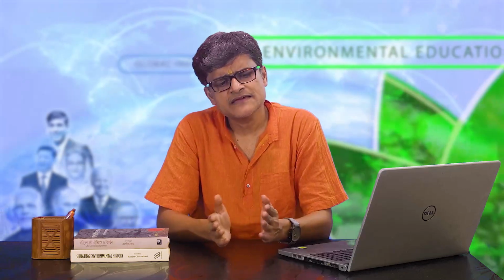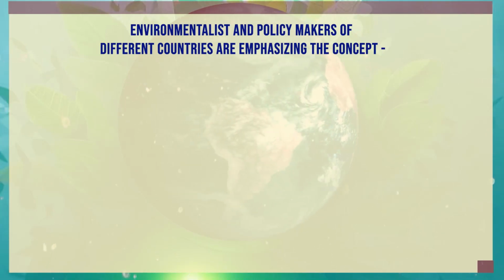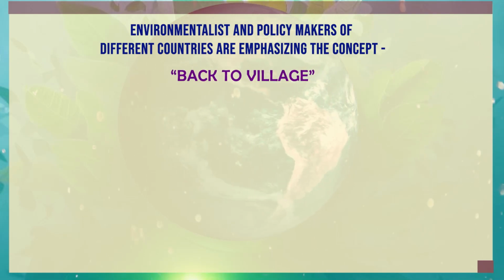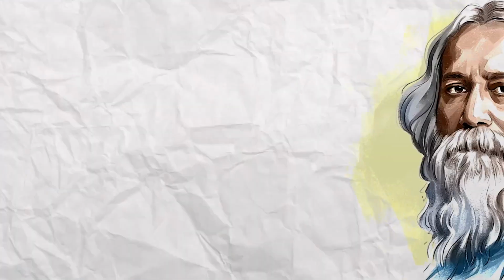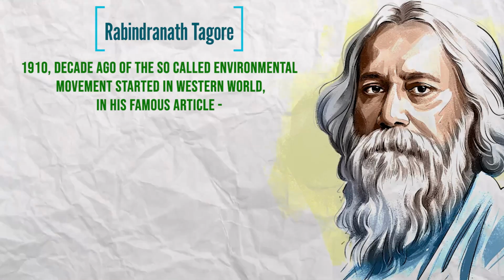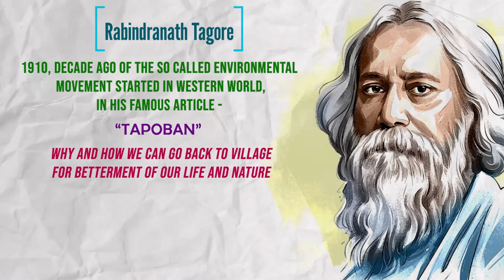From the above discussion, we may say the so-called Western environmentalist theory, or the Western environmental movement, started in the 1920s, whereas one of the great Oriental environmentalists, Rabindranath Tagore, voiced his concern about the exploitation of nature much before that. Recently, environmentalists and policymakers of different countries are emphasizing the concept of going back to the village. They are making policies to blend the values of preserving ecological balance through education, whereas Rabindranath Tagore, in the 1910s, decades before the so-called environmental movement started in the Western world, wrote in his famous article Tapobon why and how we can go back to the village for the betterment of our life and nature.